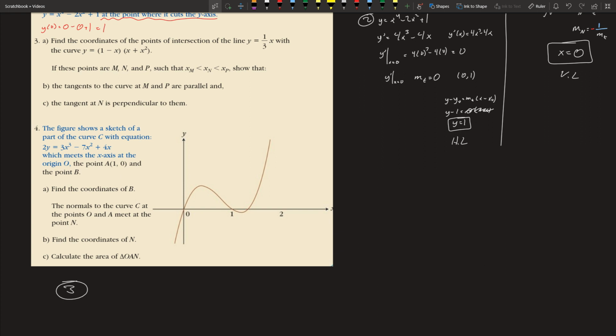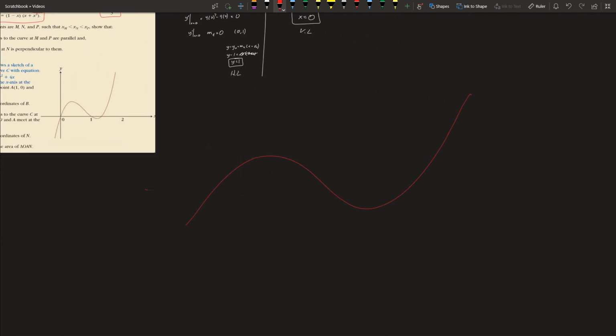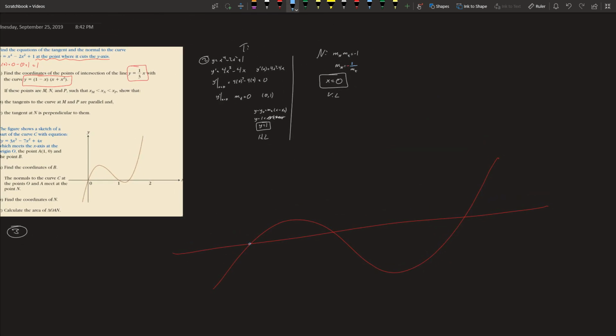Now, how do we even start solving it? Let's read it again. Find the coordinates of the points. So we have several points, and we need to find the coordinates of the intersection of the line. So we have this line right here, the intersection of that line and this curve. A curve can look, I don't know, like this, and then you can have a line. You can see that it intersects at some number of points.